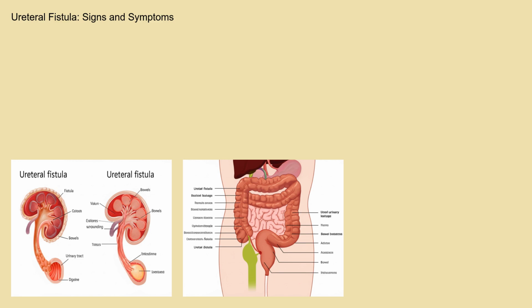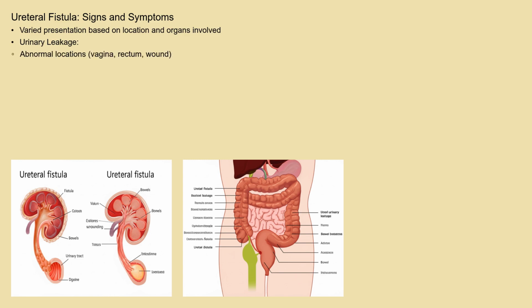The signs and symptoms of a ureteral fistula can vary depending on the fistula's location and the organs involved. Common symptoms include urinary leakage from an abnormal location, such as the vagina, rectum, or a surgical wound. This leakage can cause skin irritation, pain, and a foul odor. Patients may also experience recurrent urinary tract infections, fever, abdominal or flank pain, and hematuria, or blood in the urine. In cases involving the bowel, symptoms may include fecaluria, or stool in the urine, and pneumaturia, or air in the urine. The severity of symptoms can range from mild discomfort to severe debilitating pain and systemic illness.